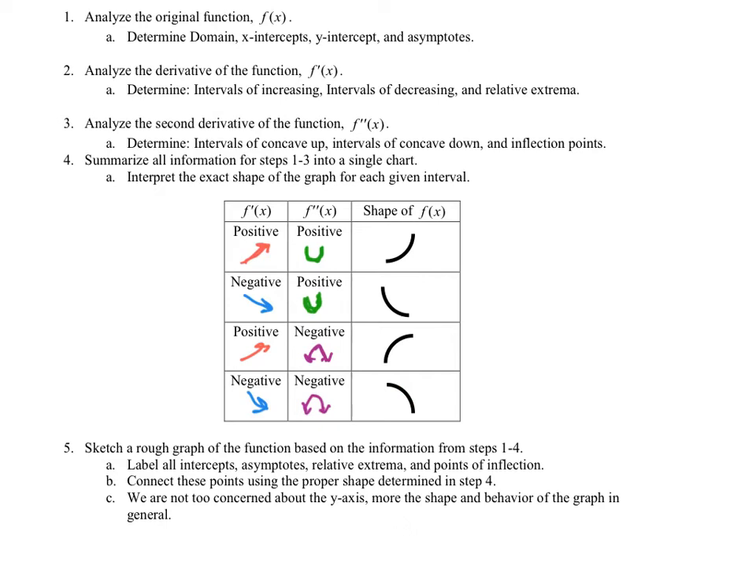So the beauty of this is if we know everything about the first derivative, which we'll get from step 2, and everything about the second derivative, which we'll get from step 3, we can actually determine the exact shape of the graph. Not only whether it's going up or down, but does it open up or does it open down? So is it the left or right half of a smiley or a frown?